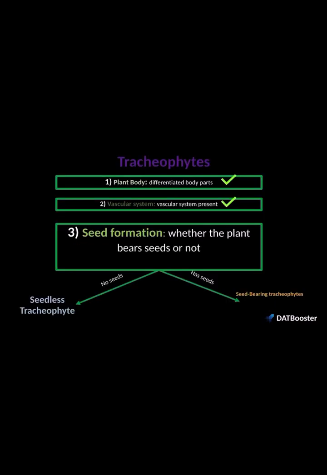Now we get to the third criteria, which is seed formation. This is going to differentiate two main groups of tracheophytes. So if you have no seeds, you're going to be a seedless tracheophyte. That's easy enough to remember. If you can produce seeds, you're going to be a seed-bearing tracheophyte.